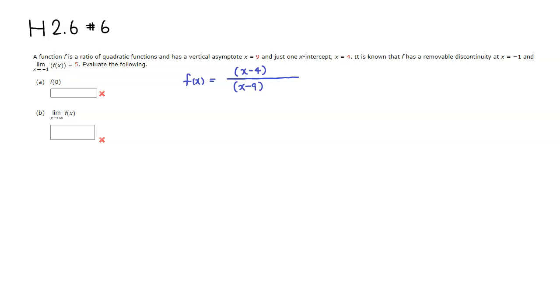So we have that. And it has a removable discontinuity at x equals -1, so we would have x plus 1 on the bottom and, at the same time, x plus 1 on top. And the limit has to be equal to 5. So if you take the limit of this function as x approaches -1, where would that go? So let's do that.